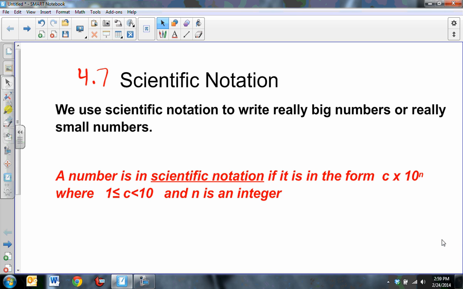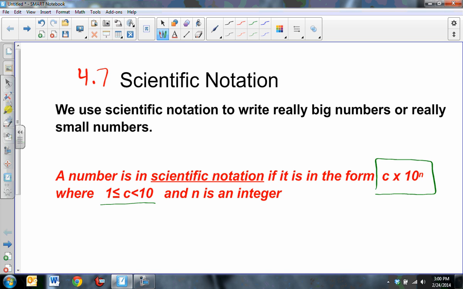So we know a number is in scientific notation if it's in this form, right here. So some number C multiplied by some power of 10. Okay? And it's important to notice that C has to be a number that's greater than or equal to 1, but less than 10. So that's the deal with C, greater than or equal to 1, but less than 10. And n, which is the exponent, is an integer. Okay? It could be negative or positive. All right, so let's see how it works.